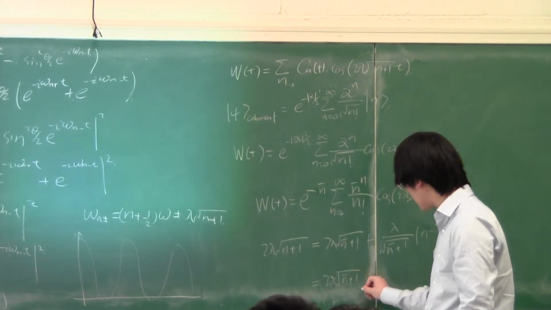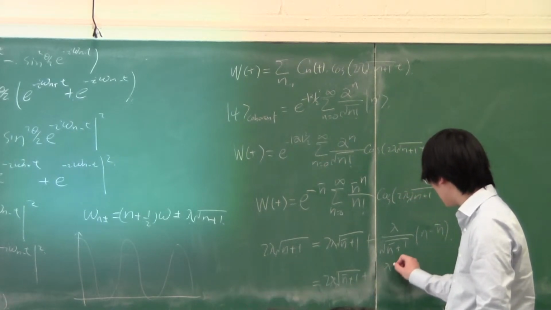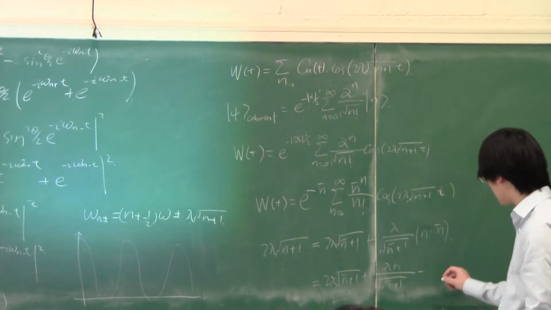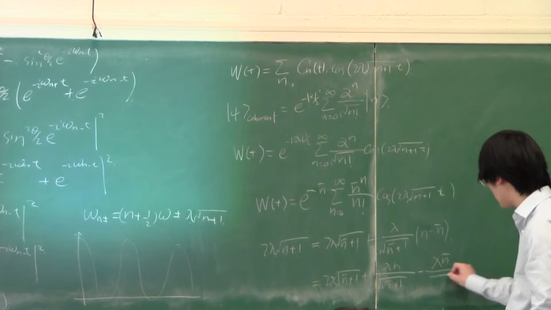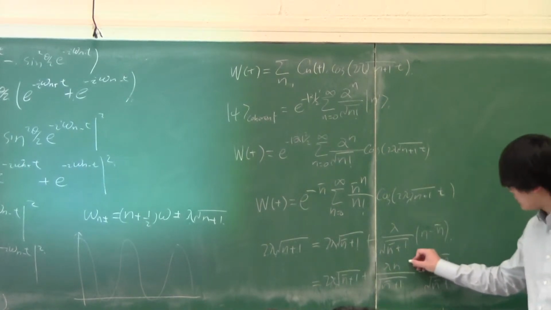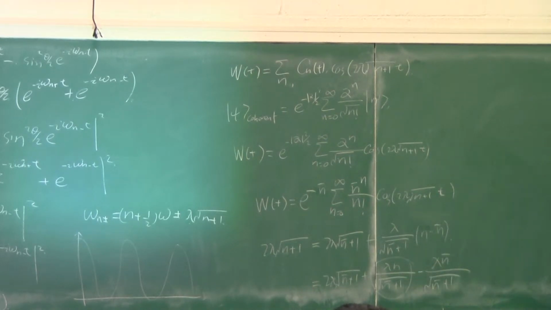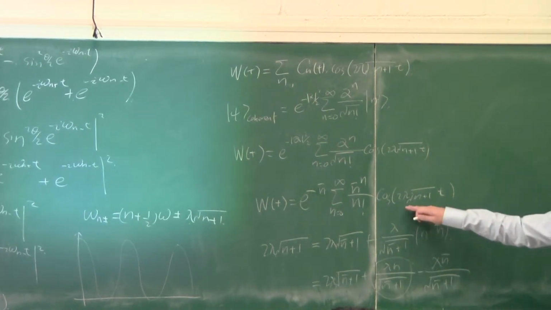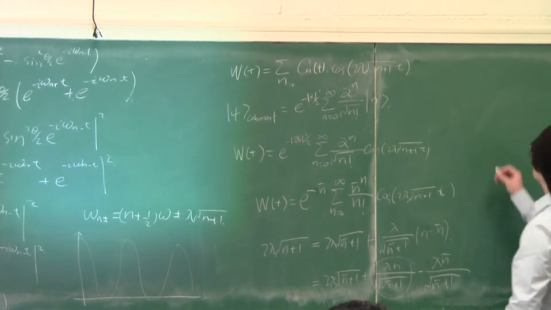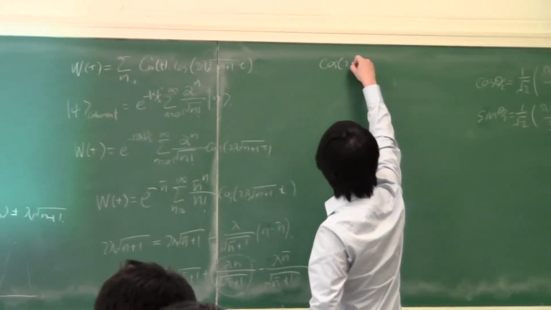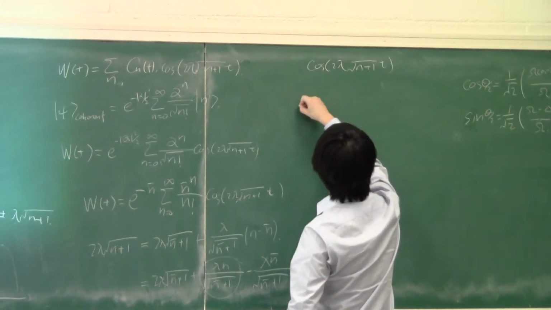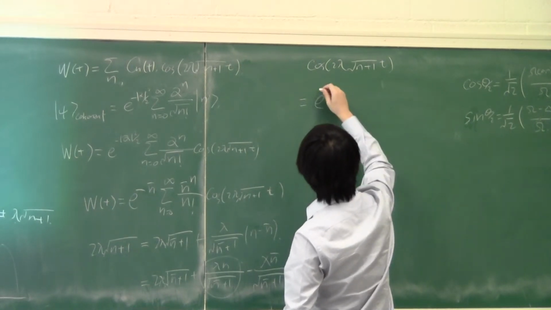of n bar plus 1, lambda n square root of n bar plus 1 minus lambda n bar. So now the good thing is only this is dependent on the n, right? So I'm going to turn the cosine into the exponential form, the sum of exponentials. So let me turn the cosine 2 lambda square root of n plus 1 t. This is written as exponent.